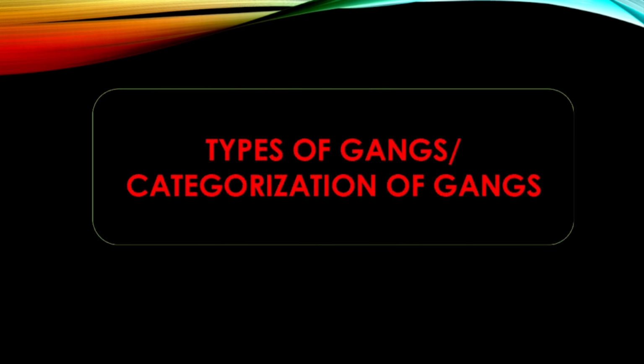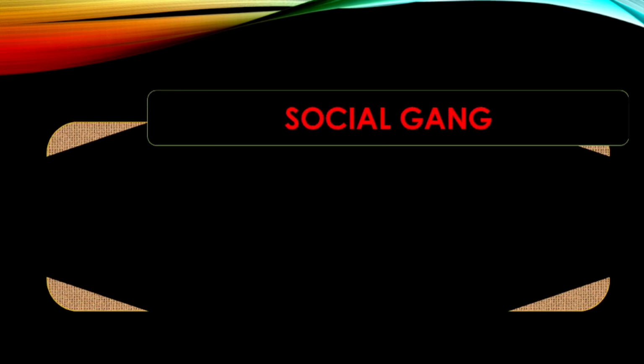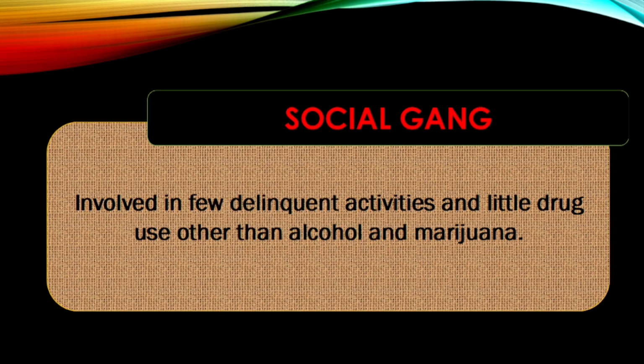Next will be the types of gangs, or categorization of gangs. So we have four categories of gangs. First is the social gang. It is involved in few delinquent activities and little drug use other than alcohol and marijuana. So membership is more interested in the social aspects of group behavior. They produce more delinquent activity if they have been socialized with other persons.